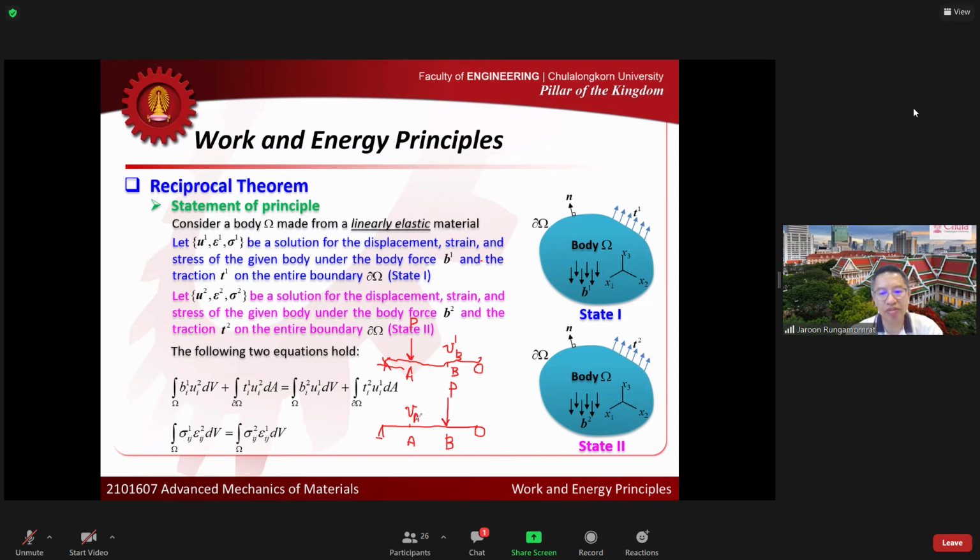Can you conclude about VA and VB here? VA2 and VB1. Do you think they are the same or they are different? You may be able to answer this based on what you learned from structural analysis class, right? Can you tell me about the relationship between VA2 and VB1? Are they the same or what?